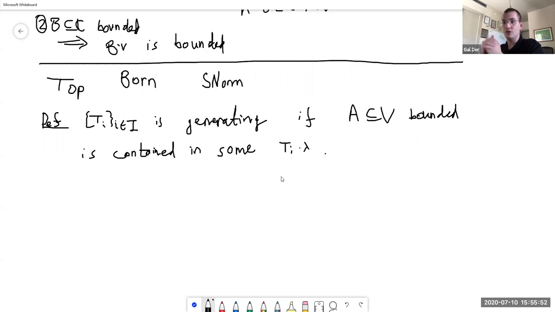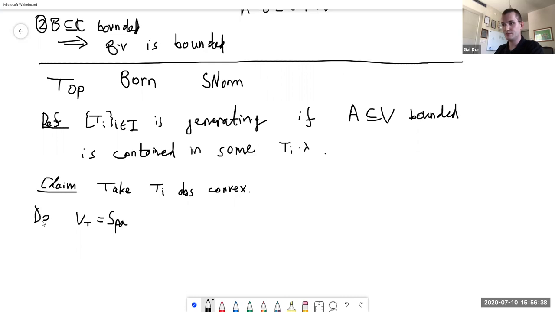So for example, because we're talking about convex vector Bornologies, you can always take all of the Ti to be absolutely convex. Now, maybe you should recall something from the theory of topological vector spaces, which is that if you have an absolutely convex subset of a vector space, then you can define a seminorm on its span. So for T absolutely convex, we define V_T to be the span of T.